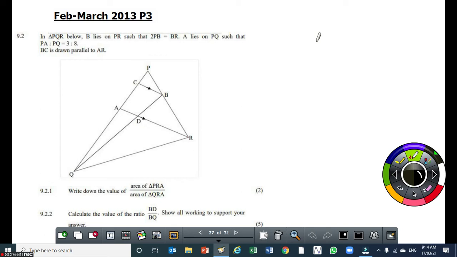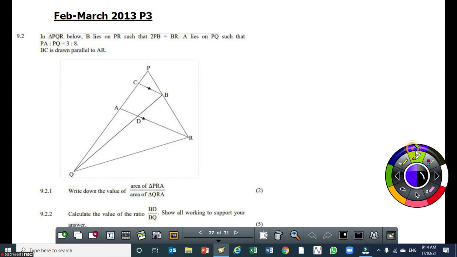Okay. Now, in this question, first thing, we must look at the ratios that are given. You read your question, it says in triangle PQR below, B lies on PR such that 2PB is equal to BR, which means the ratio of PB to BR is 2 is to 1. So this is PB, that's BR. It means BR is 2 times PB.